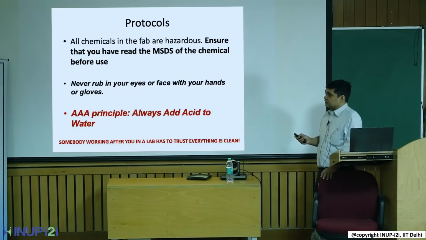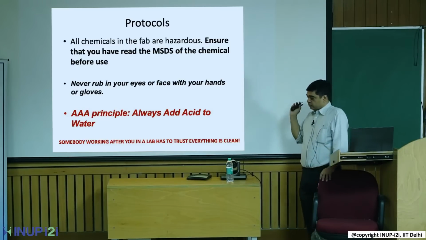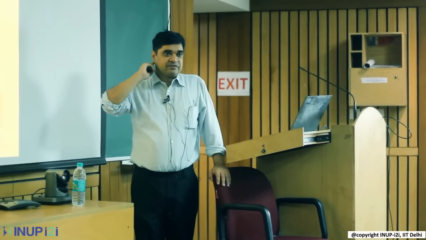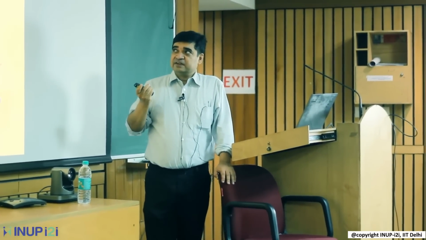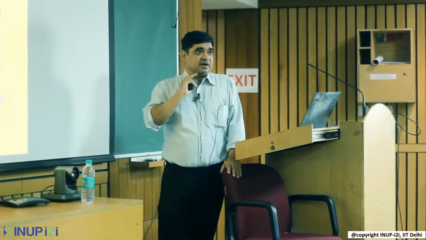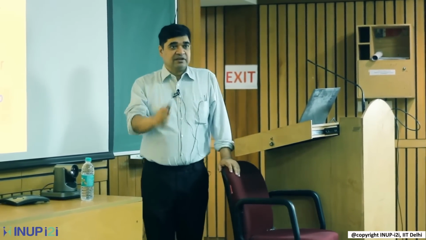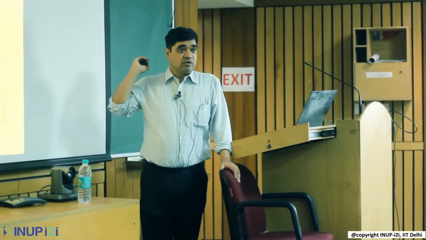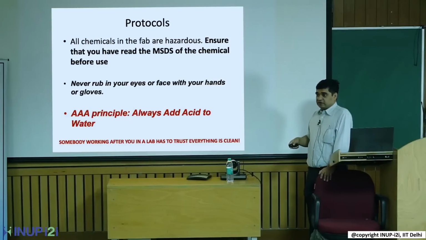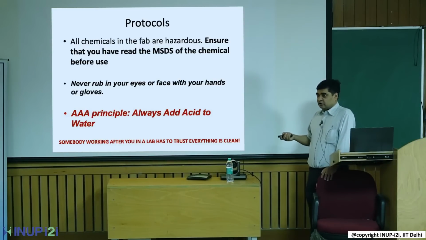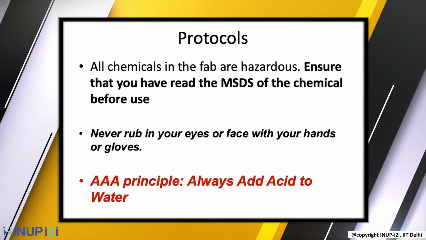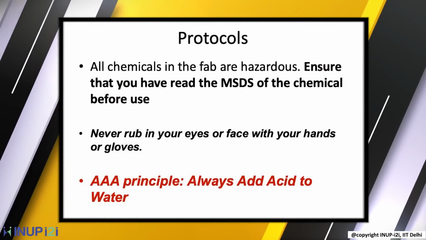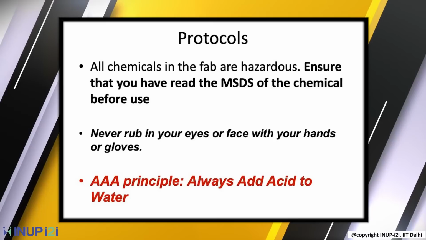Treat all chemicals as hazardous. For whatever experiment you are doing, we advise that you read the MSDS of the chemical. MSDS stands for Material Safety Data Sheet. Every chemical that is sold is required to have an MSDS. Even for proprietary chemicals like photoresist or developer solvents, there will be an MSDS. Please, if you are going to the lab, read these MSDS before going.